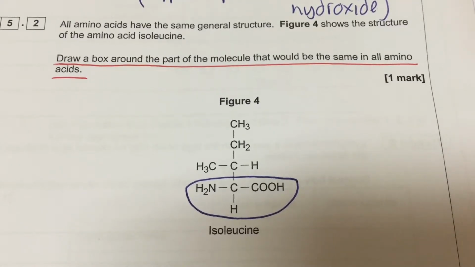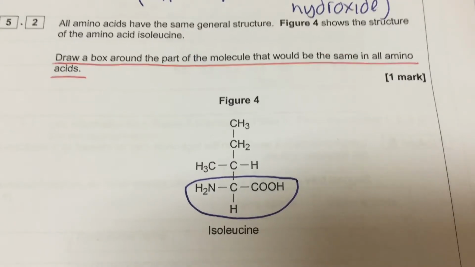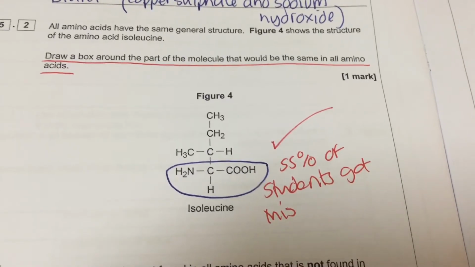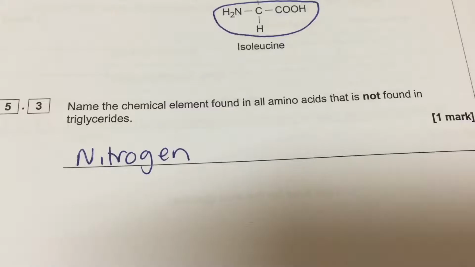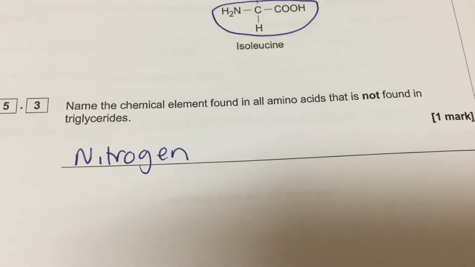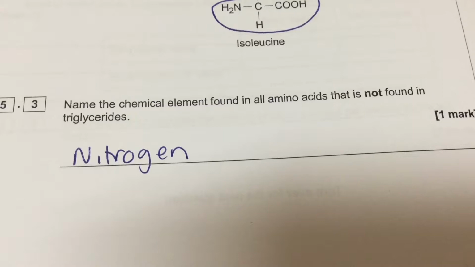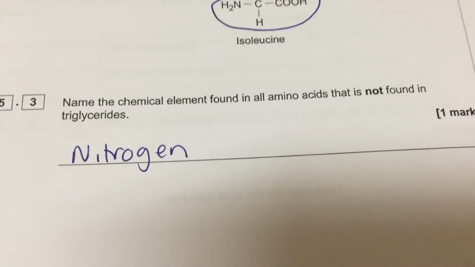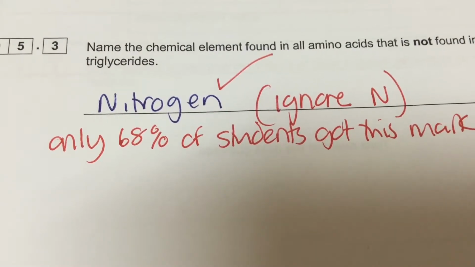Next part of the question, 5.3, name the chemical element found in all amino acids that is not found in triglycerides. Well, as soon as you think of amino acids, as soon as you think of protein, you're thinking of nitrogen. And that was the answer. However, if you'd just written the word N, you wouldn't get it correct. And that's because it says name the chemical element. It wants the name and not the symbol. Only 68% of students got that mark. And again, there's very little uplift there from GCSE.